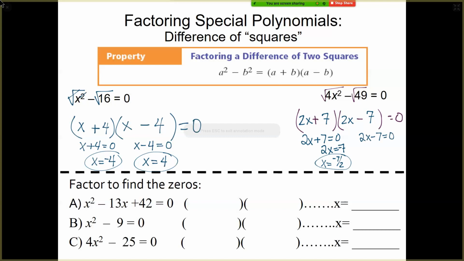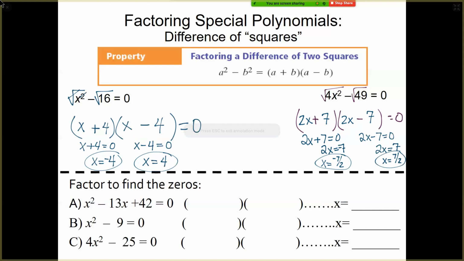The second one, you're going to take 2x minus 7 and set it equal to 0. Add 7 to both sides, so 2x equals 7. Divide by 2, and x equals 7 over 2. Questions on this one?